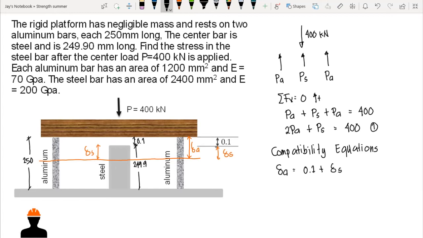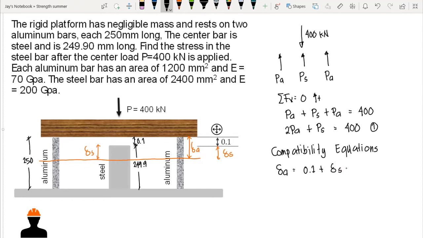So we could create the relationship of the deformation of aluminum with the deformation of the steel by looking at this figure here, since our deformation of aluminum is just the combination of the gap 0.1 and the deformation of the steel. So this is now our compatibility equation.